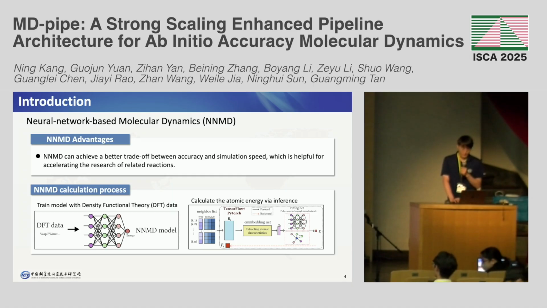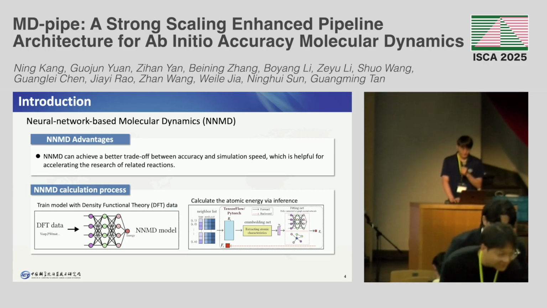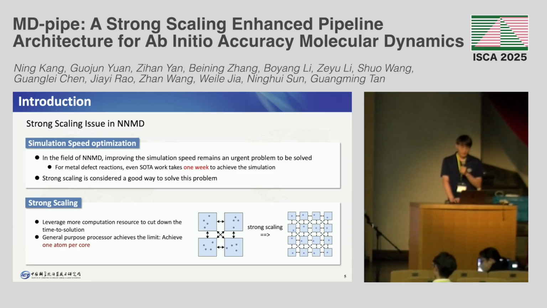Such methods utilize first principle accuracy data for training, and the obtained models can achieve accuracy comparable to first principle calculation during inference. Although the NMD method significantly reduces computational complexity, its simulation speed still fails to meet the requirements of practical applications. Take the metal defects reaction as an example. The actual process only requires microsecond level observation, but the existing technology needs up to a week for the simulation.